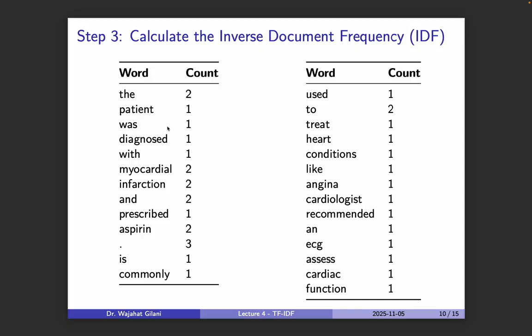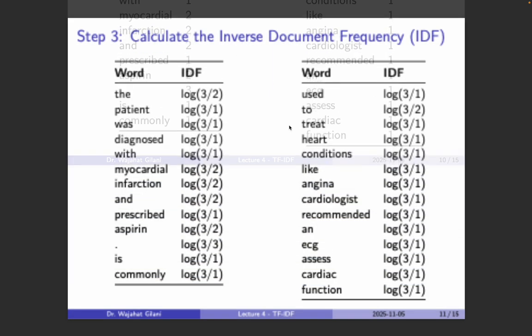Here, if you look, I pretty much counted up for each word how many documents it shows up in. Myocardial, like I said before, shows up in 2 documents. We could have gotten rid of our stop words. "The" shows up in 2 documents. Patient shows up in 1 document. "Was" is in 1 document, etc., etc.